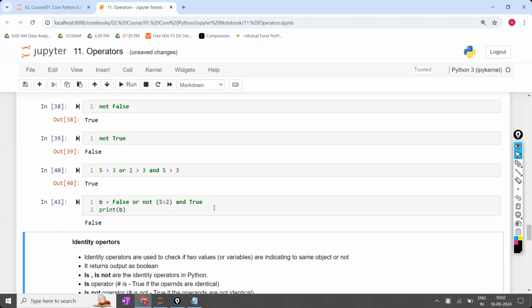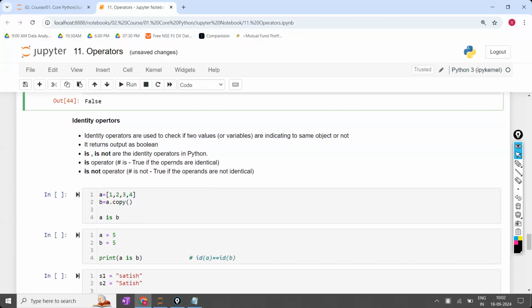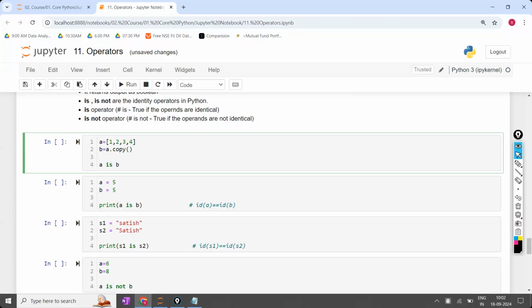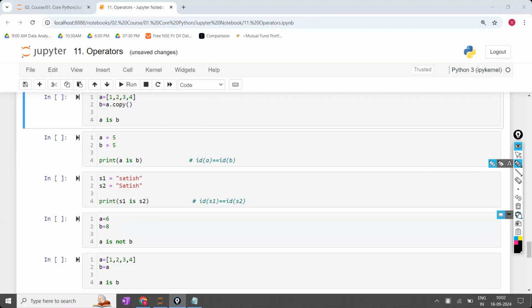Is the point clear? So next example is identity. Identity means whether both are indicating the same object or a different object. That is the meaning of identity operators. Okay. Now here, what are the identity operators? Identity operators indicate whether both belong to the same object or not. Means the ID of one and the ID of the second one, both are the same or not.